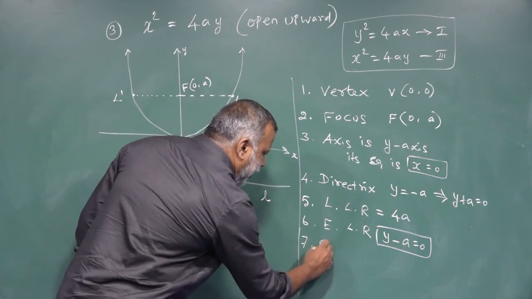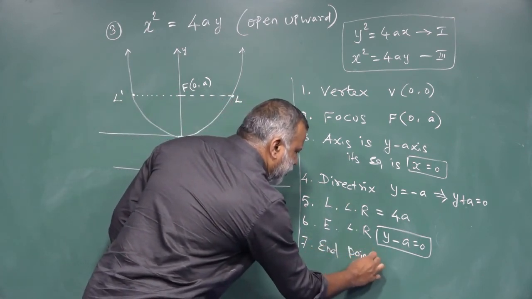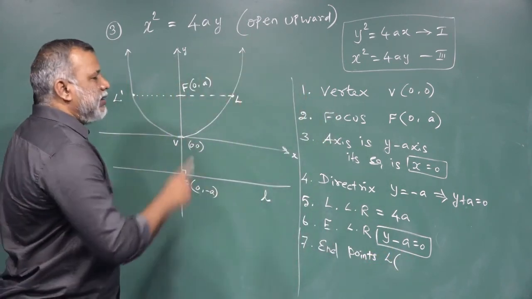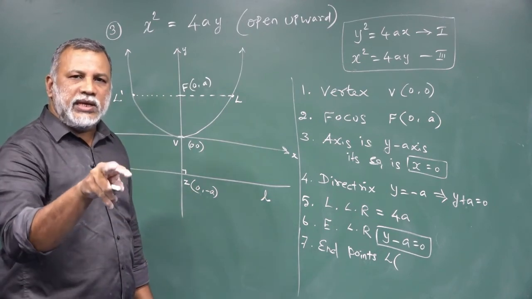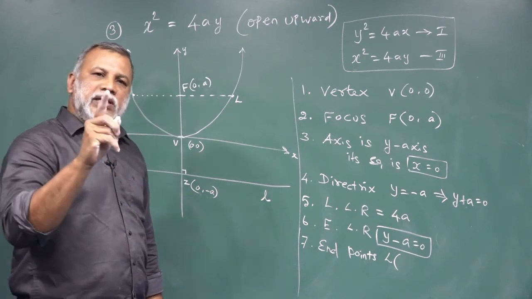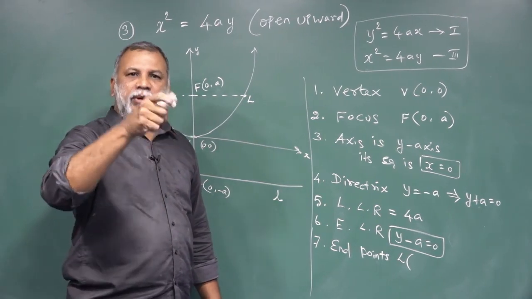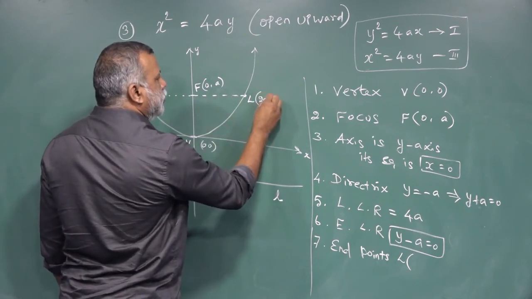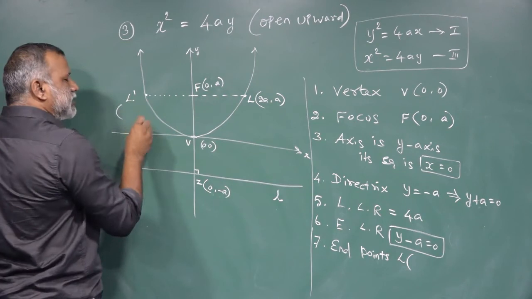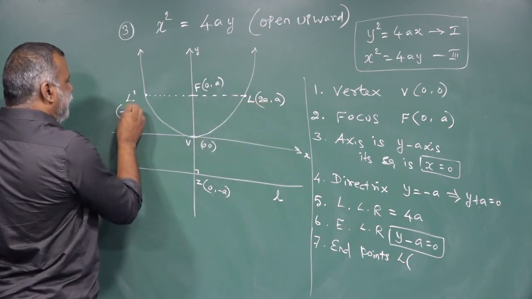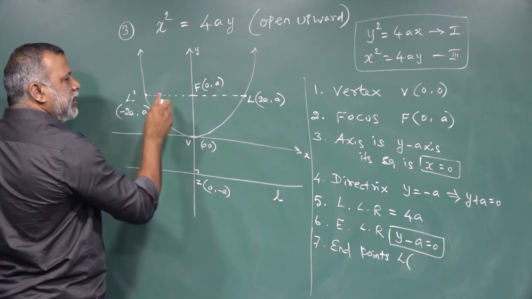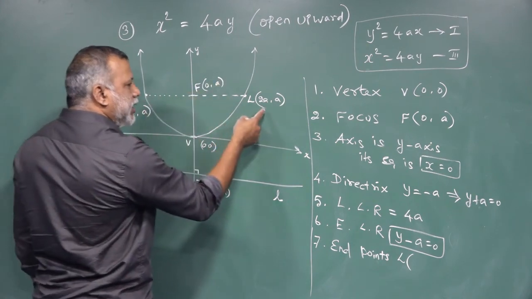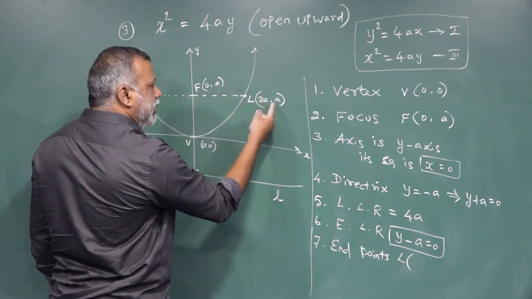Number 7, endpoints of the latus rectum. See L here. I am already explaining. When compared with type number 1, interchange the values of x and y. What are L and L dash in type 1? A comma 2a. So here I can write 2a comma a. L dash is just a symbol: minus 2a comma a. See, this point lies in the second quadrant. X is negative, y is positive. Here it lies in the first quadrant. X and y are both positive.